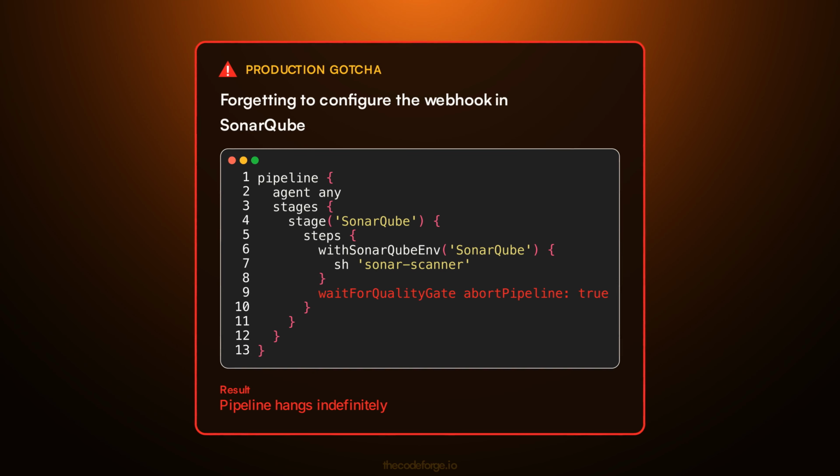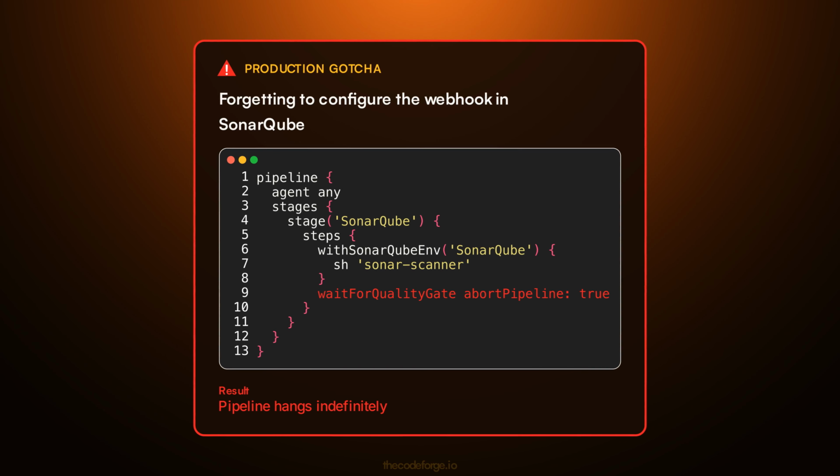If you forget to configure the webhook in SonarQube, the waitForQualityGate step will hang until it times out because it never receives the callback. Always configure the webhook pointing to your Jenkins /sonarqube-webhook/ endpoint.